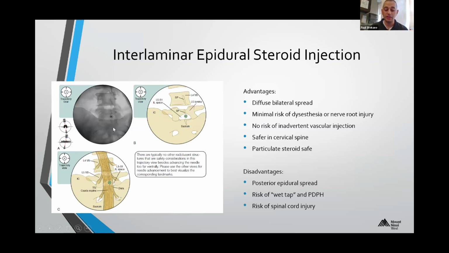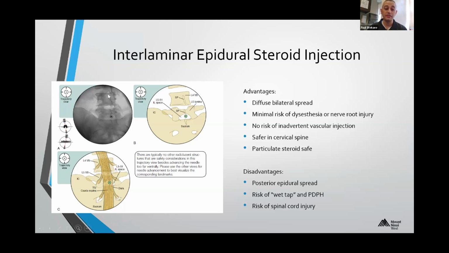Our injections are image guided with fluoroscopy, and this allows us to introduce the medication at the specific level of the patient's impingement. The advantage of the interlaminar technique is that we can get medication to cover both sides. So if somebody has bilateral radicular symptoms, this may be the technique of choice because we can allow for medication to diffuse bilaterally. We also, as you are aware, are far away from the foramen where the nerve roots are actually coming out. So we have minimal risk of a paresthesia or dysesthesia during the injection or nerve root injury.